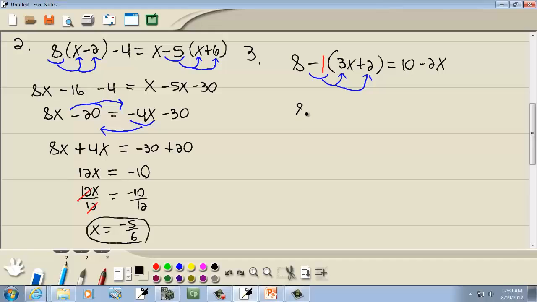So the 8 carries down. Negative 1 times 3x is negative 3x. Negative 1 times 2 is negative 2. Now the shortcut on that is whenever you have a negative in front of parentheses, just flip the sign of everything inside. Our note up at top said at any step combine together numbers. Well, 8 minus 2 gives us 6.